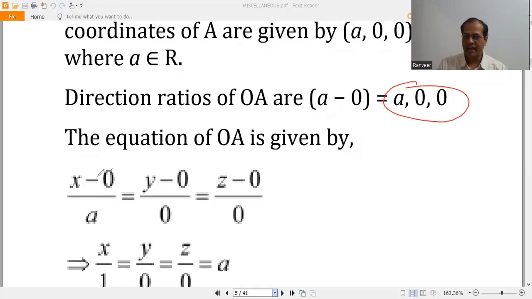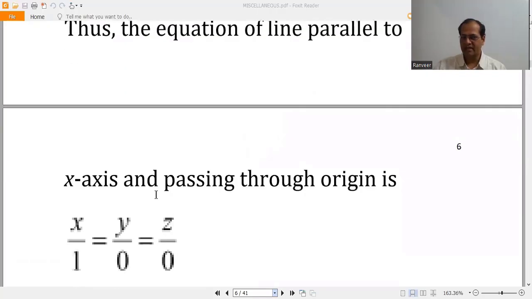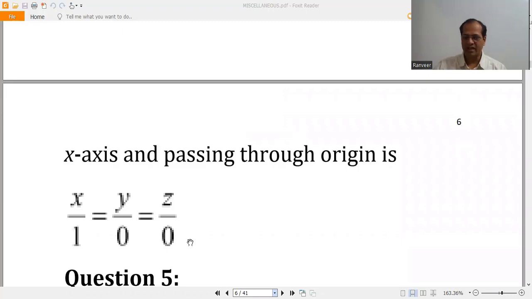So the equation of a line is (x minus x1) by a, (y minus y1) by b. So this is the value 0 and this is the point. So the equation we can write is x by 1, y by 0, z by 0. So the equation of the line parallel to the x-axis and passing through the origin is x by 1, y by 0 and z by 0.